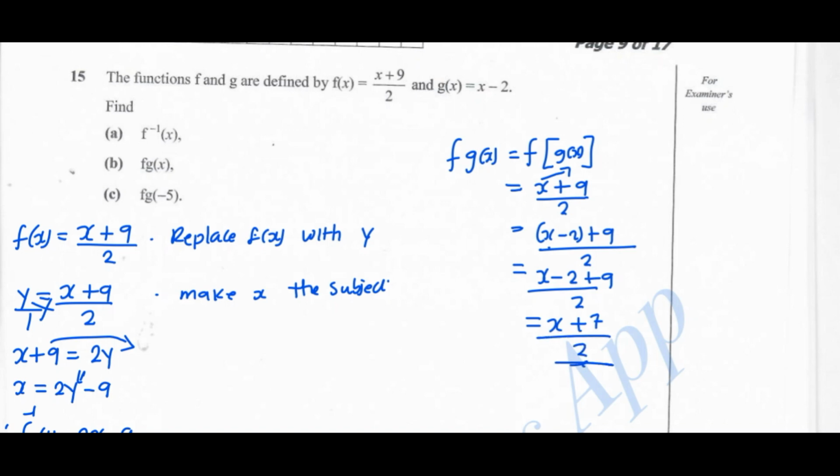Then f g of negative 5. We know that f of g of x is (x plus 7) over 2. So f g of negative 5 will be, where there is x we put negative 5, plus 7 over 2. If we add, we get 2 over 2. Then our final answer will just be 1.